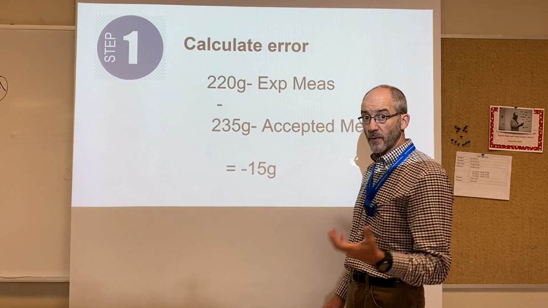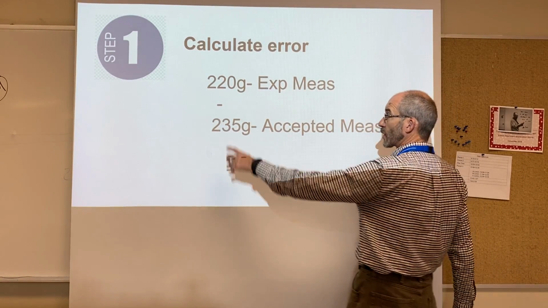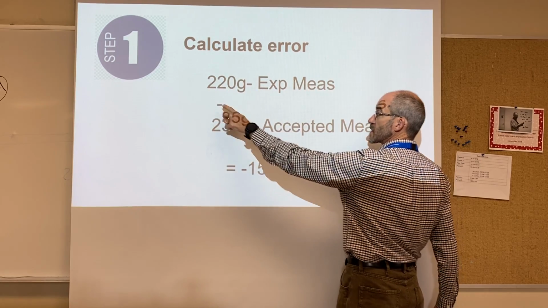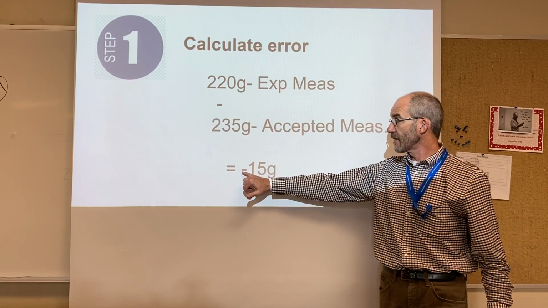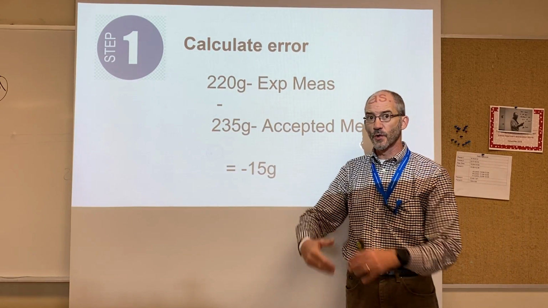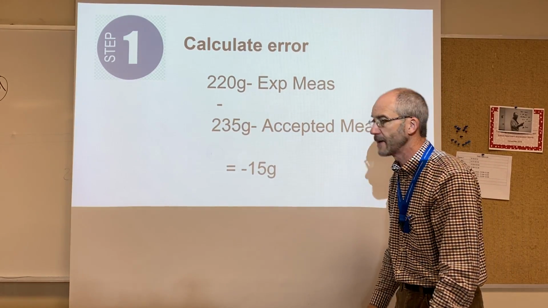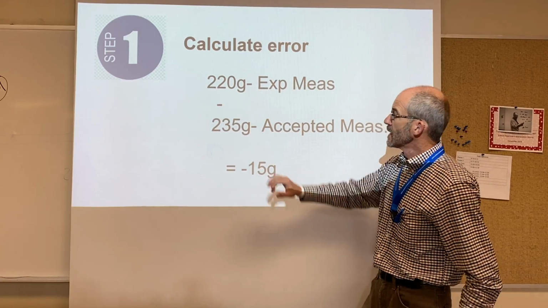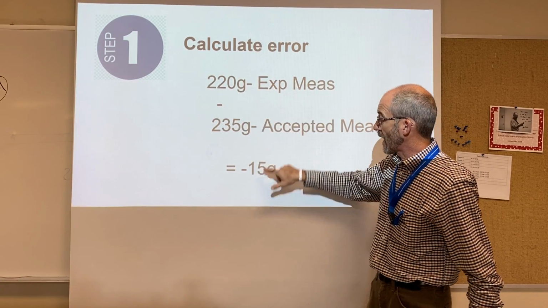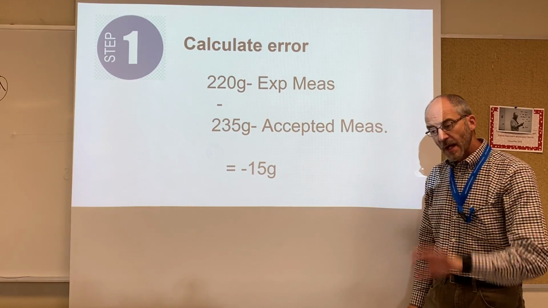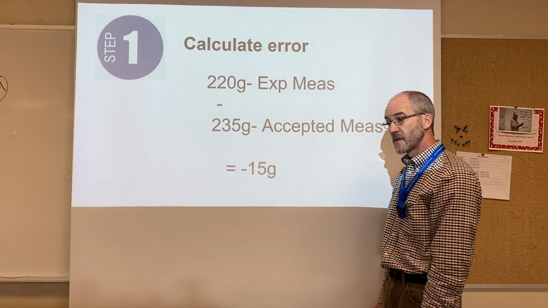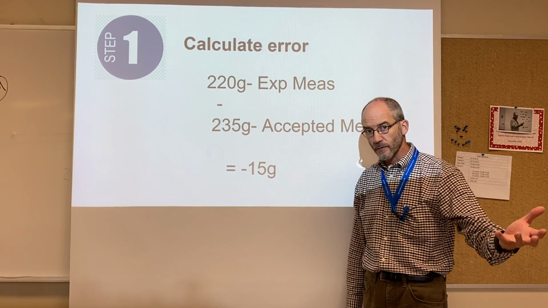We're going to go step one and we're going to calculate our error. So we're going to take your measurement and subtract from that the accepted measurement. Now, once again, this is a negative value because unfortunately you undershot the mark just a little bit. You shot a little low. So you're going to do your subtraction and you're going to get negative 15 grams, okay? Except you know that at this point, you're going to go with absolute value.